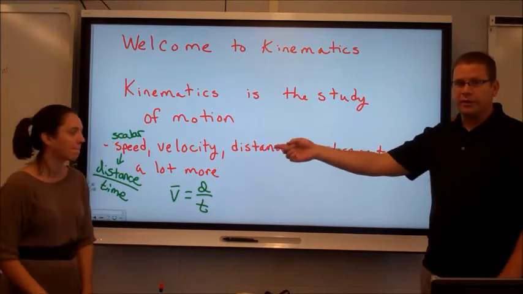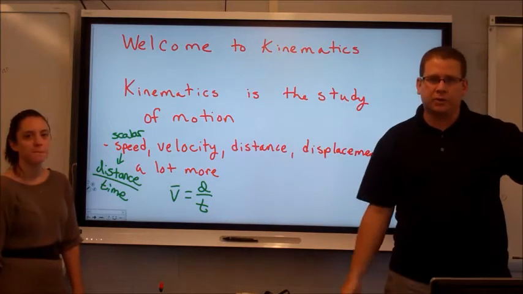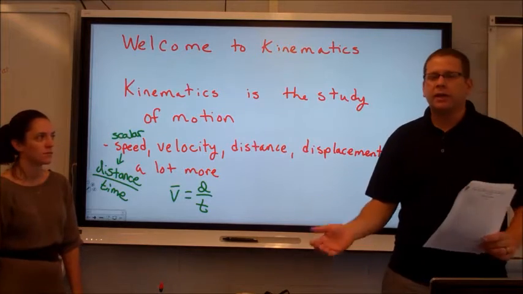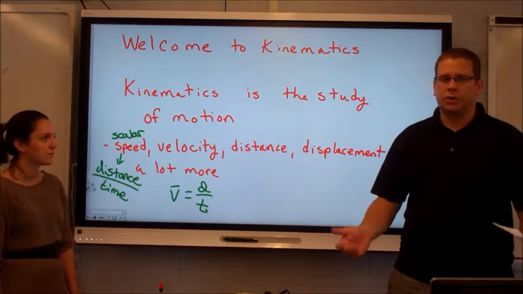Now let's talk about what the bar means. It means average. If you just take the total distance that you cover and divide it by the total time, you're going to get an average speed, or average velocity. But that does not mean you're going that speed or that velocity the whole entire time. It's just an average.